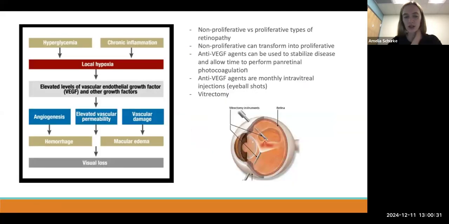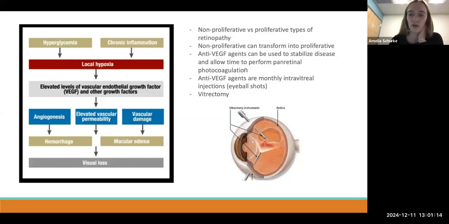So the pathogenesis of this is that high sugar levels and inflammation caused by uncontrolled diabetes, type 1 or type 2, can lead to local tissue hypoxia, which triggers elevated levels of this fancy growth factor called VEGF, leading to more blood vessel formation or angiogenesis, which can lead to hemorrhage and vision loss, essentially. There's two different types of diabetic retinopathy, excuse me, non-proliferative and proliferative. Proliferative is a bad type.